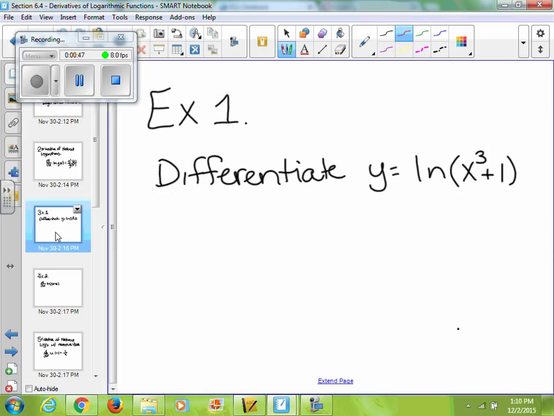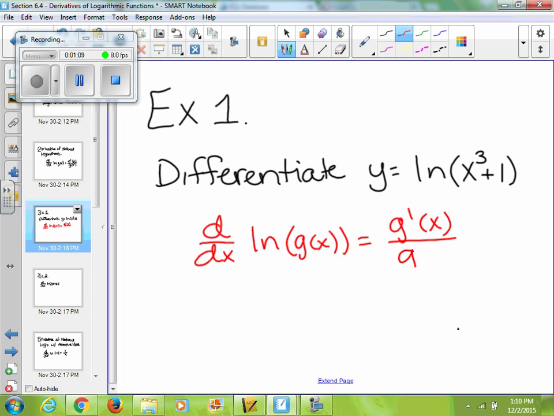So let's differentiate y equals the natural log of x cubed plus 1. We know that the derivative in terms of x of natural log of g of x is equal to g prime of x divided by g of x. And so, if I'm looking at the natural log of x cubed plus 1, then I know that g of x is what's inside my natural log, so g of x is equal to x cubed plus 1.